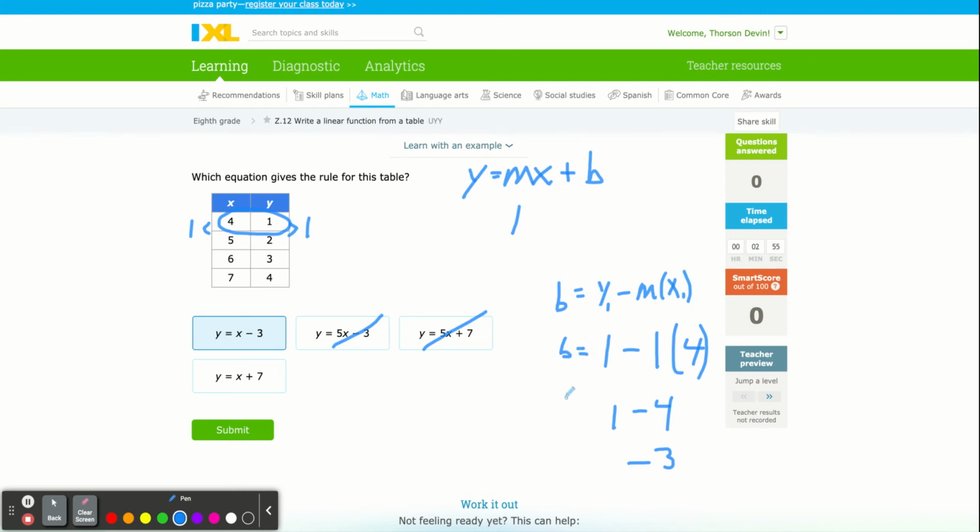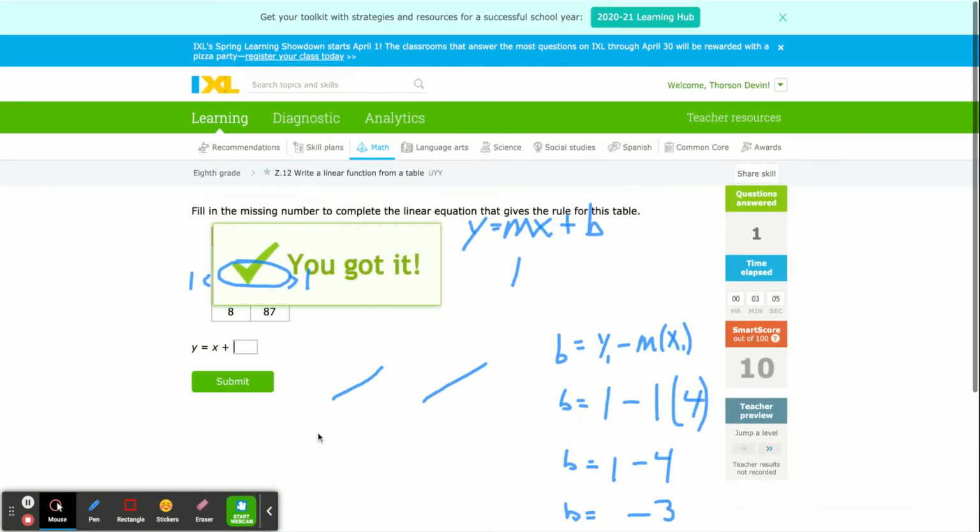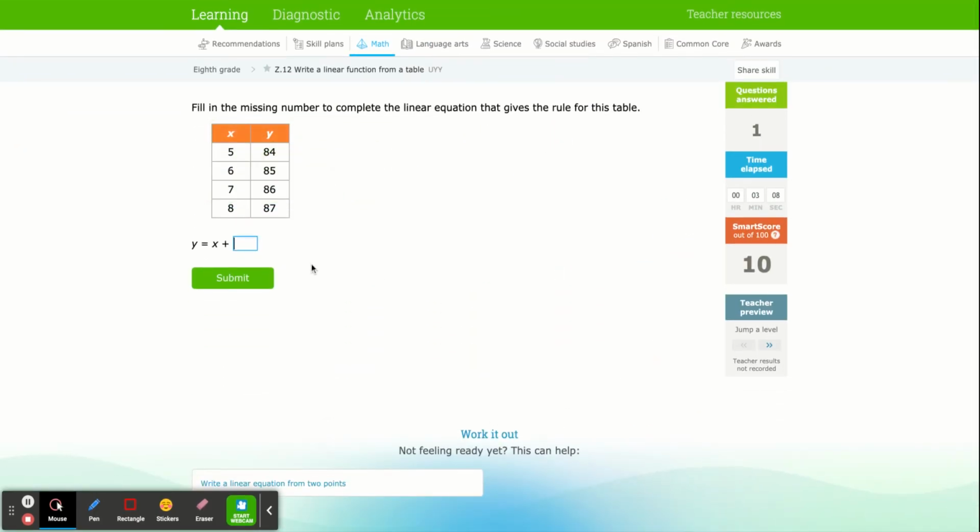So I solved for my b value. That tells me that my final equation should be y equals 1x minus 3, or this one right here. And the reason I went through that whole process is because, again, they're going to slowly lead into getting it harder and harder. Like, for instance, this one, it doesn't tell you the b value.